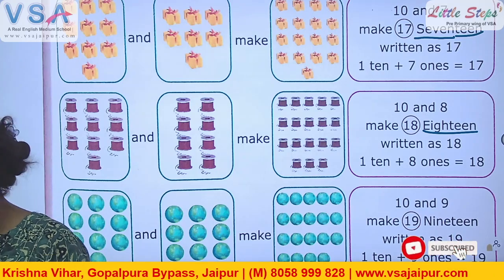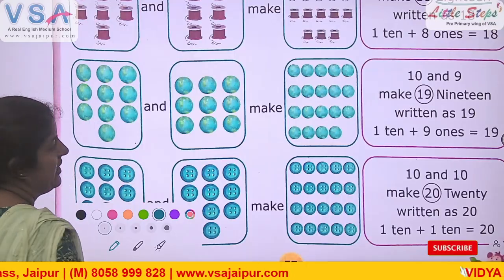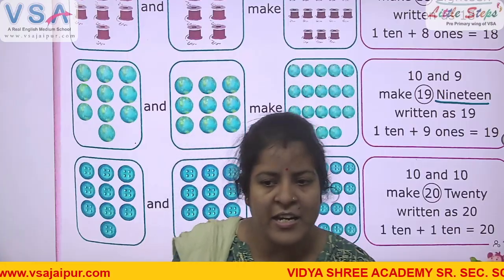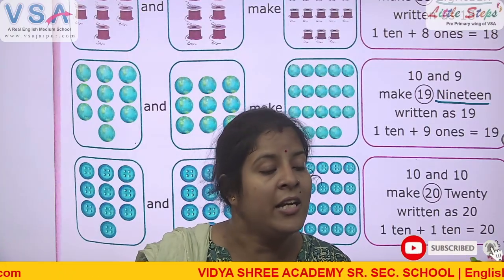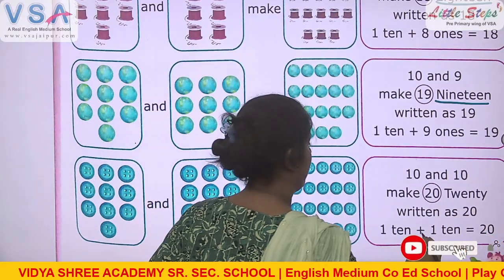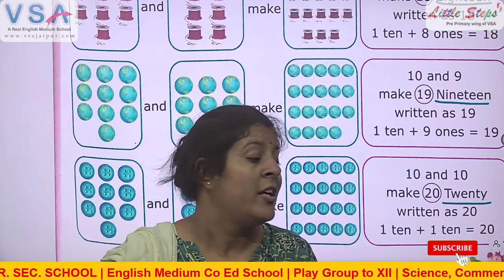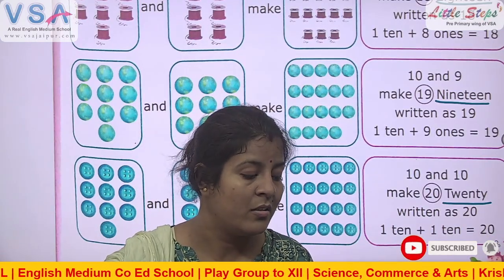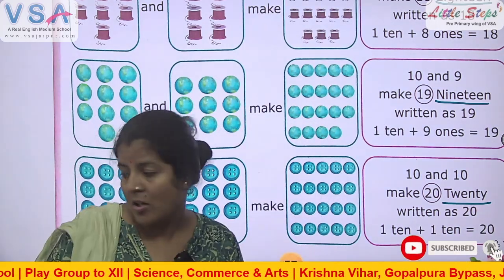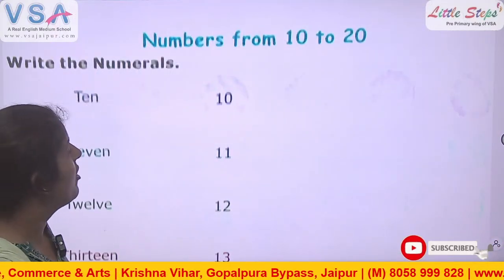What is the spelling of 19? N-I-N-E-T-E-E-N, 19. Next spelling, 20. T-W-E-N-T-Y, 20. Okay. And the next question in this chapter, numbers from 10 to 20.